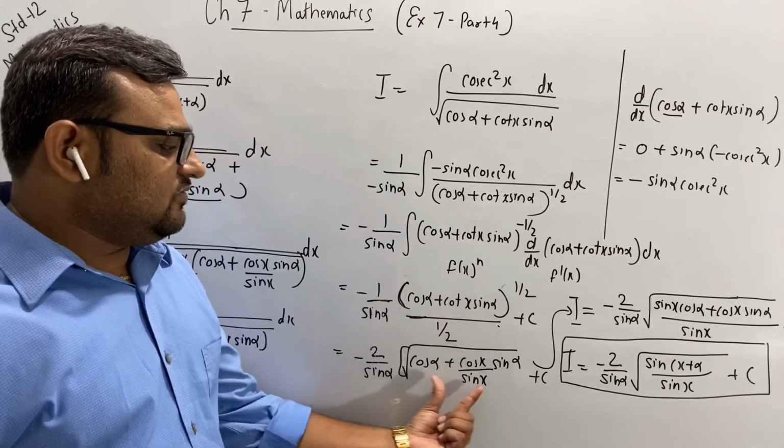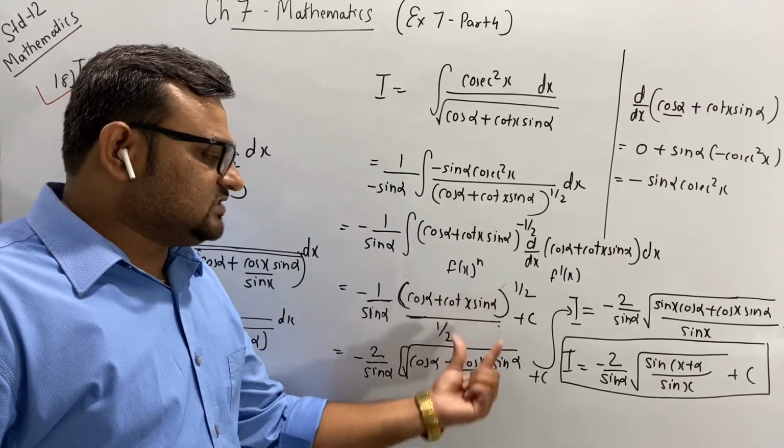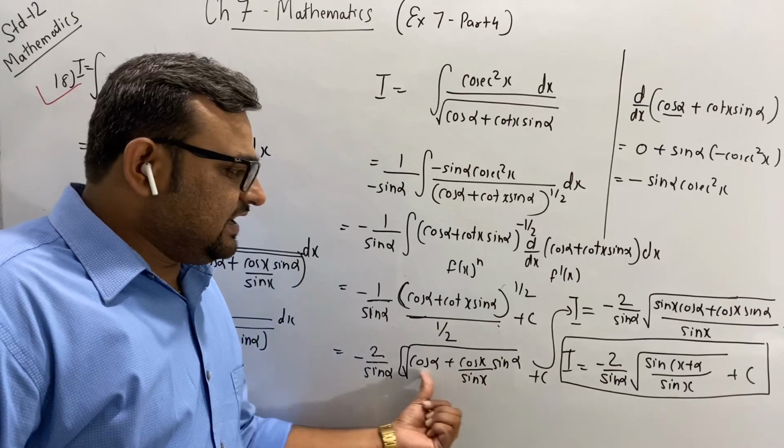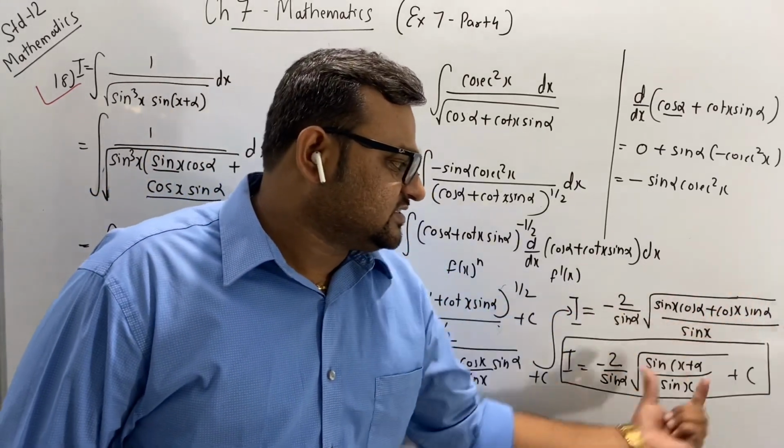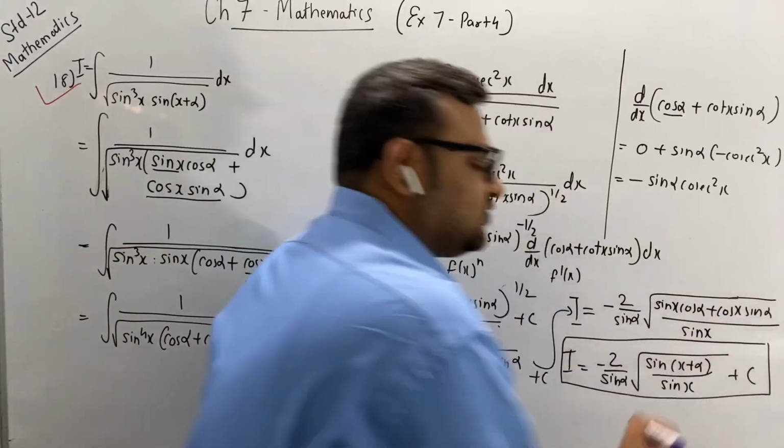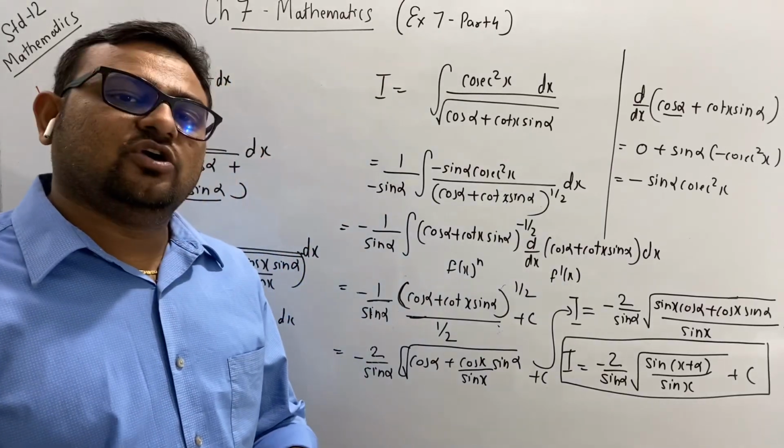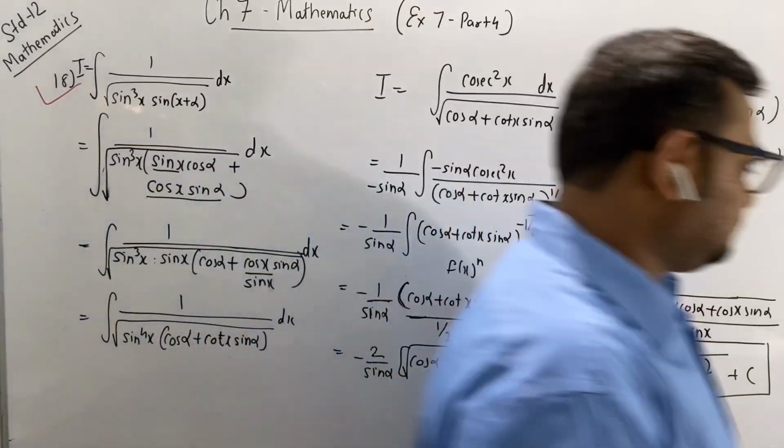Okay, and then we have just used cot x as cos by sin, and taken an LCM here. Okay, so it is a very important sum of 4 marks. Just go through this question.